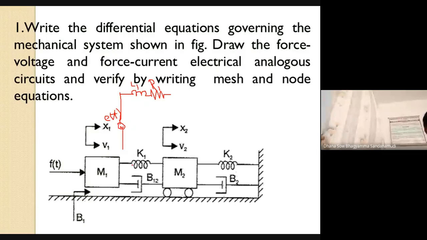Now if we observe, actually here there should be two loops. The other node is M2. In between M2 and M1, K1 and B12 are there. What is K1? K1 is 1 by C1. So 1 by C1, you just connect a parallel element and give it C1. What is B12? It is R2.